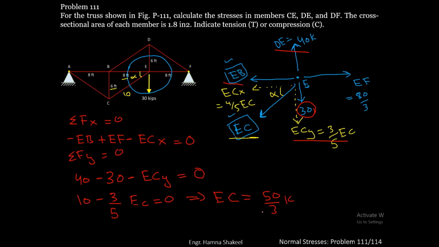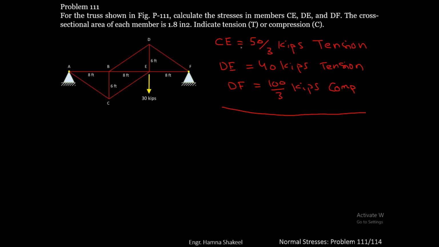Again, you have got a positive answer. It means that the direction we guessed for EC is correct. EC is acting away from the joint, and away from the joint force is tensile. So these are the forces in the members. In CE, you have force 50 by 3 kips, that is tension. In member DE, you have 40 kips, tension. In DF, you have 100 by 3 kips, which is compression.